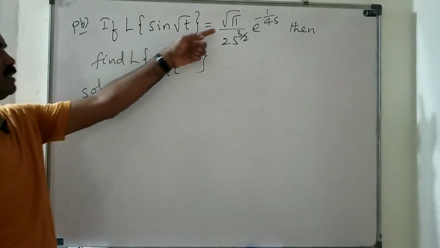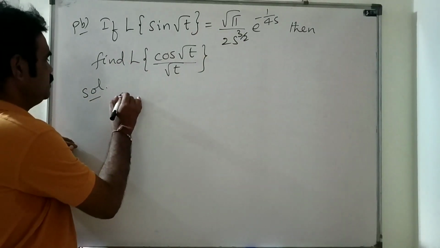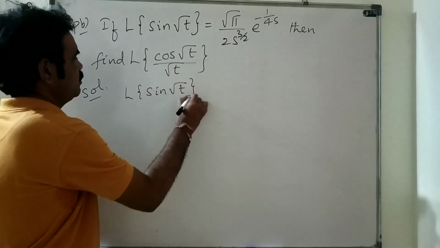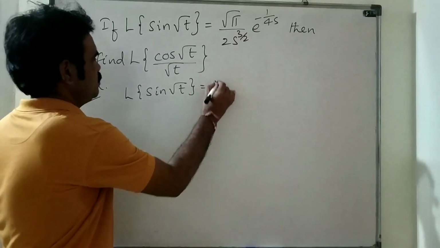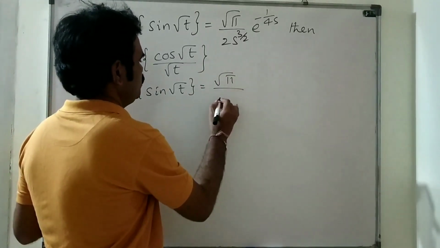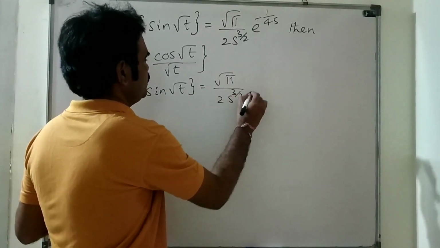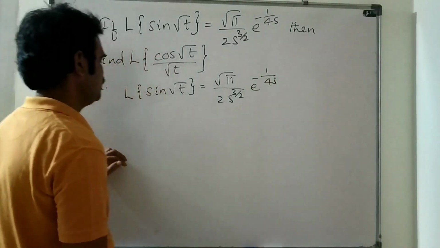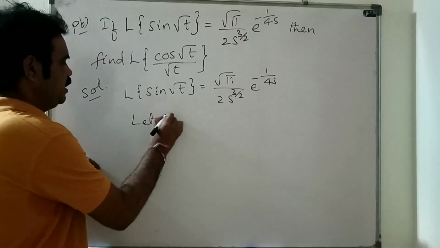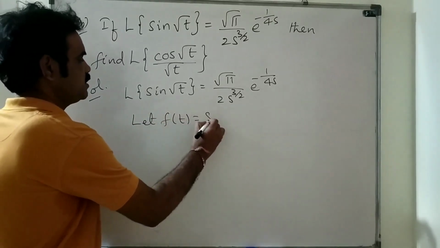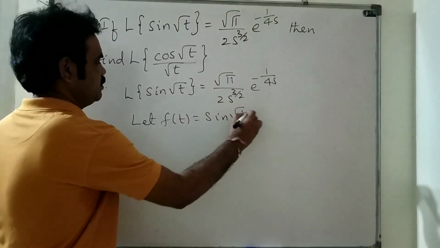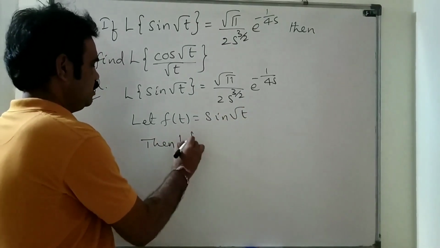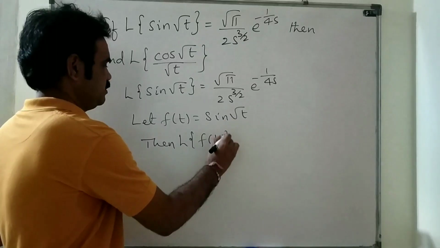L of sine root t is given. See the solution. L of sine root t is equal to root 5 by 2s power 3 by 2 into e power minus 1 by 4s. Let f of t equal to sine root t. Then L of f of t.